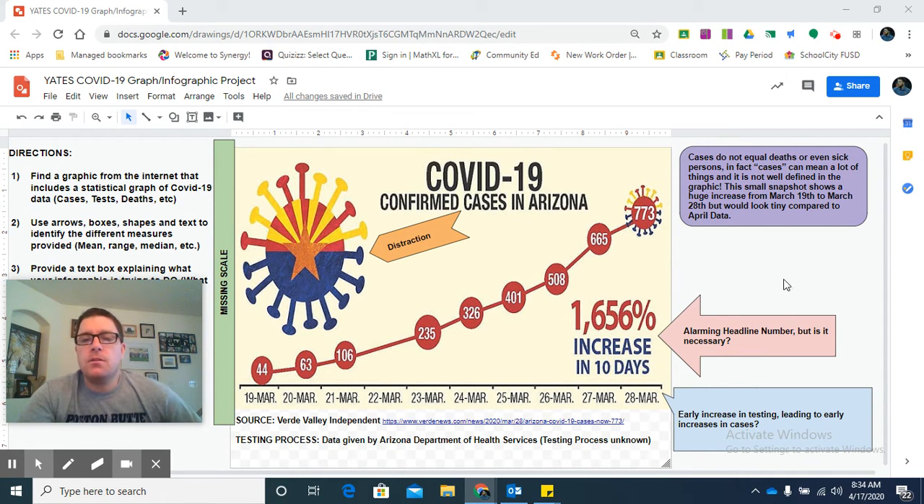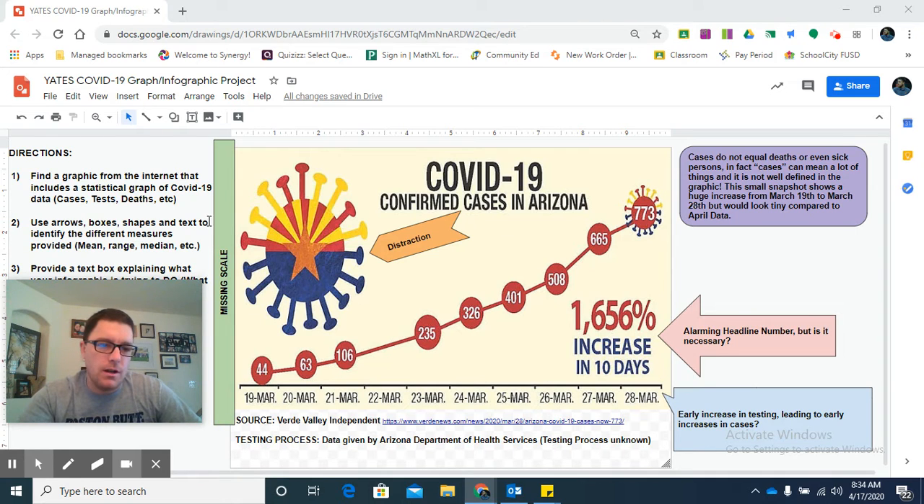And so I put up here in the corner, cases don't necessarily equal deaths or even sick persons. In fact, cases can mean a lot of things. This is a small snapshot, as you can see, from March 19th to March 28th. And so while it looks really drastic right here, the person who made this graph, it would look a lot different if you did March 19th to April 17th, which we're at right now. So that's kind of an issue here.